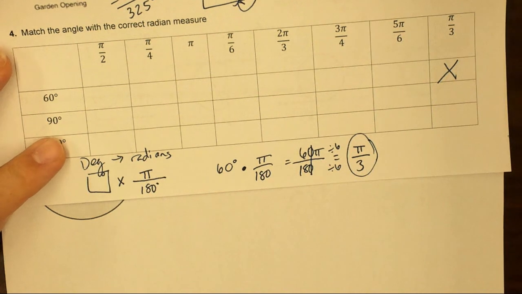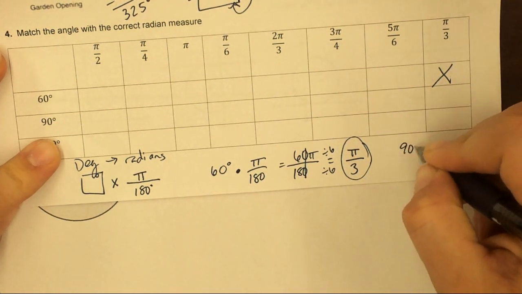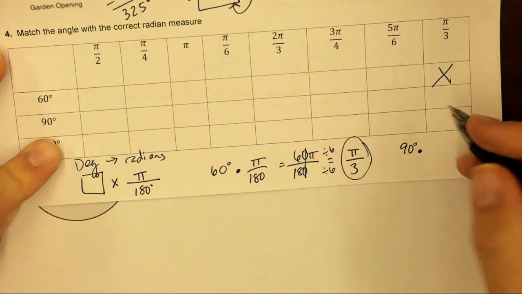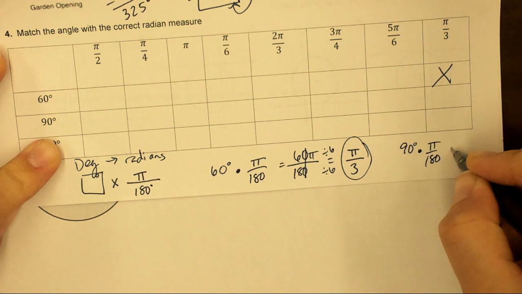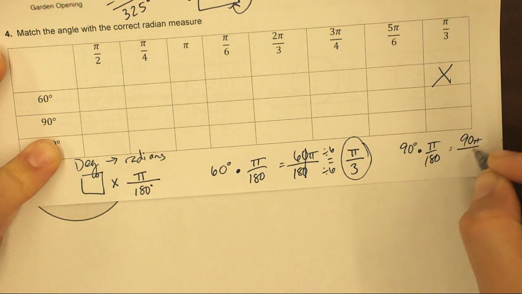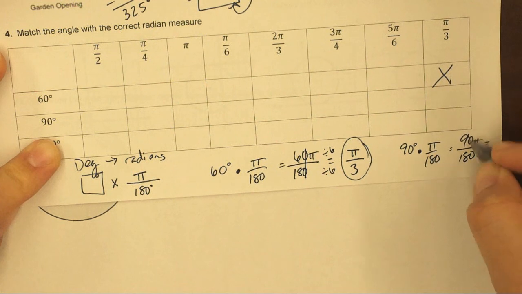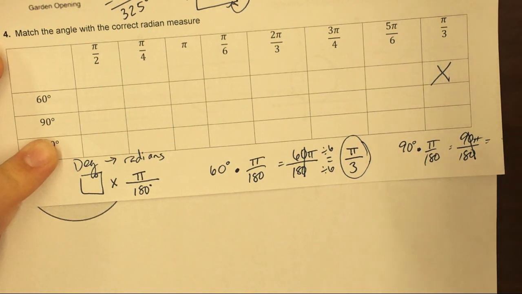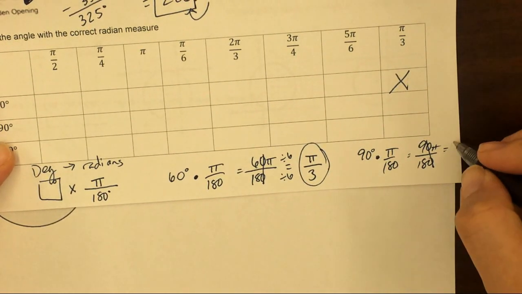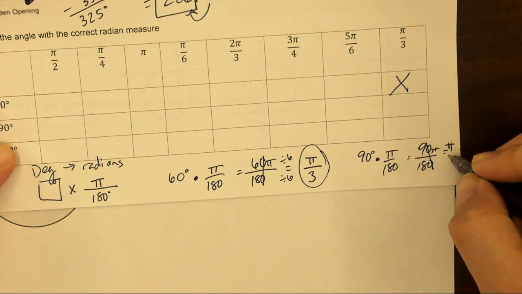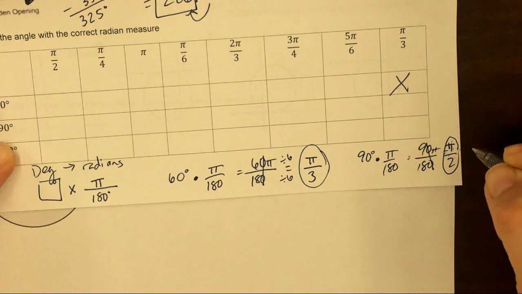Same thing with 90. I do the exact same thing with 90. 90 degrees times pi over 180. I get 90 pi over 180. If I simplify that, 9 over 18, divide top and bottom by 9. And that would be 1/2 pi, or just pi over 2. Pi over 2.